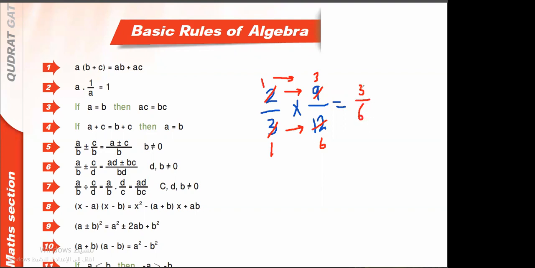Now I have also simplify here. Can I simplify more? Right, yes, I can. So I divide by 3 and also here by 3. So the answer is 1 over 2, right?